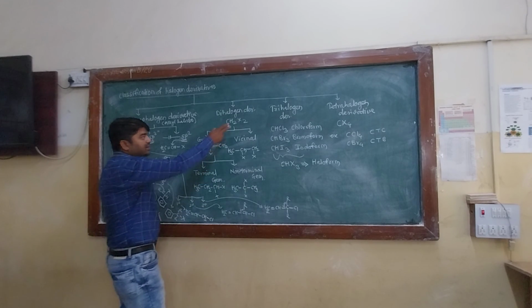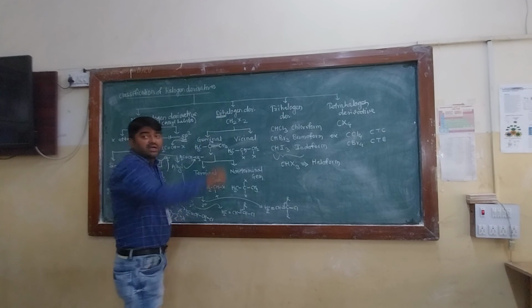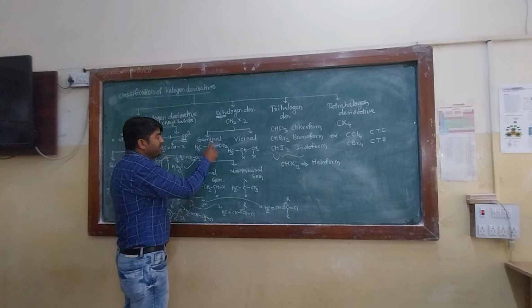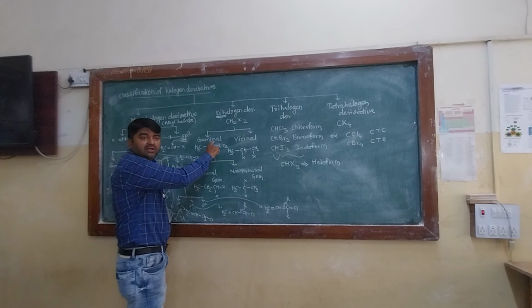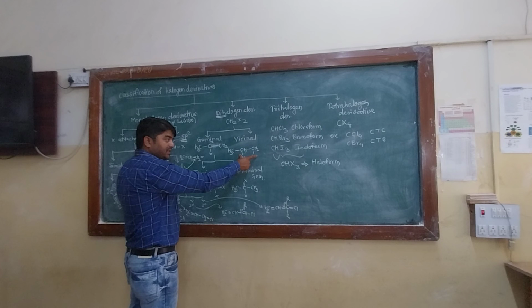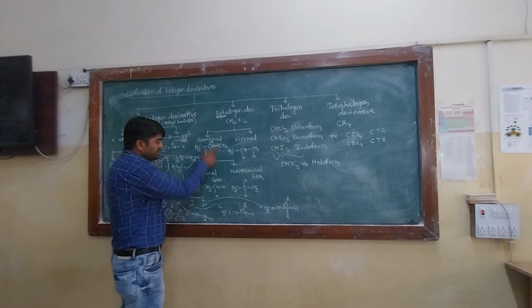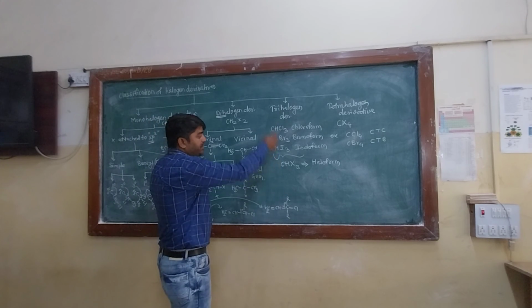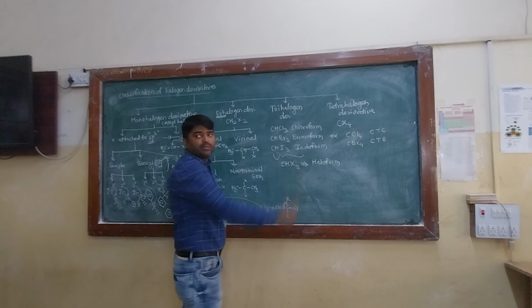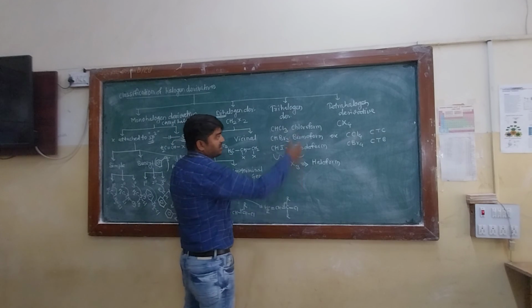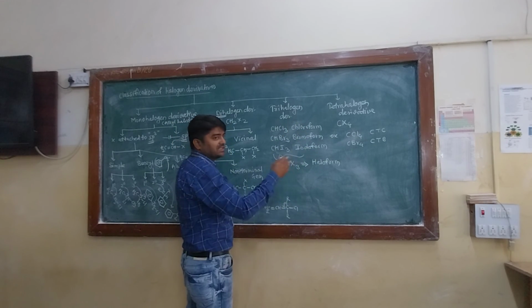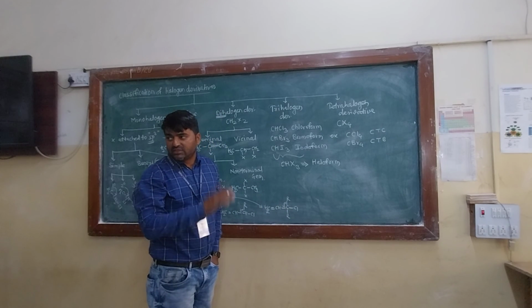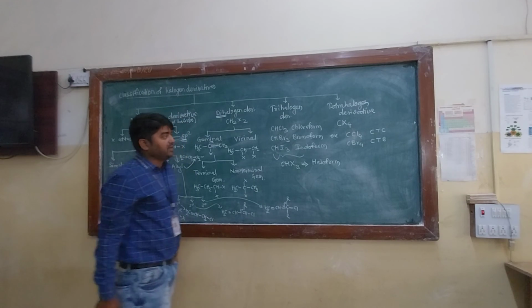Geminal dihalogen derivatives are classified into two categories: geminal and vicinal. Geminal means both halogen atoms are present on the same carbon atom. Vicinal means adjacent carbon atoms, right? So these are further classified as terminal and non-terminal. Then trihalogen derivatives are called haloforms, and these are prepared by the haloform reaction. And tetrahalogen derivatives, that is CCl4, CBr4, are used as non-polar solvents in organic reactions. So this is the classification of halogen derivatives.